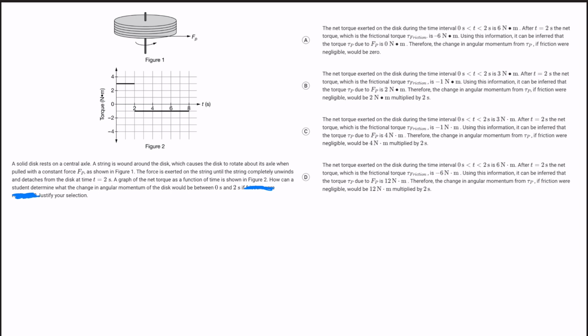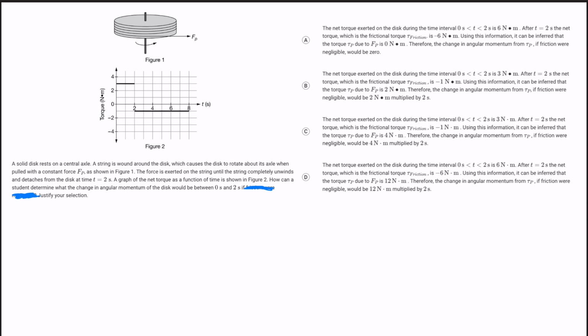Okay, friction is not negligible here because we can see in the graph very clearly that after the 2 second mark, we have negative torque. That negative torque, based off of the free body diagram here, because there's no other applied forces, must be due to frictional torque. All right, so we're just going to pretend like that friction is negligible part is not there.